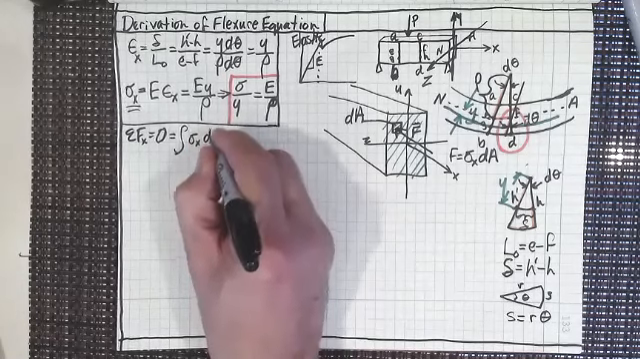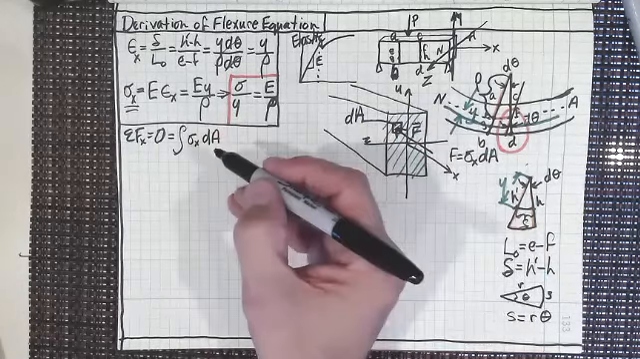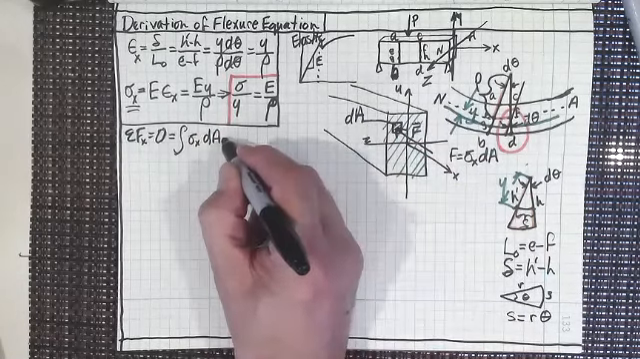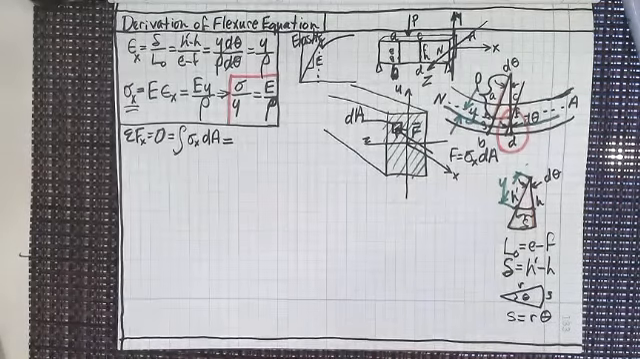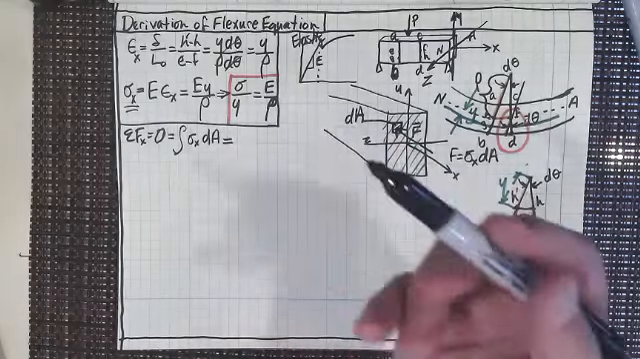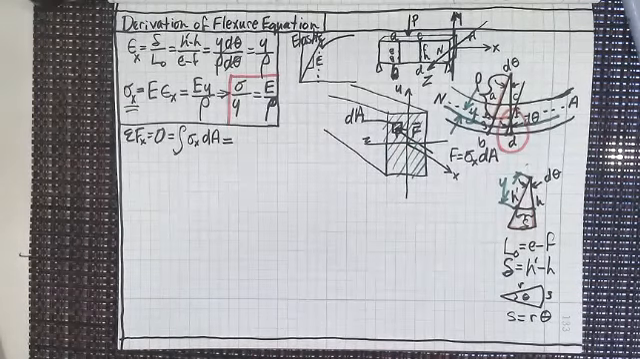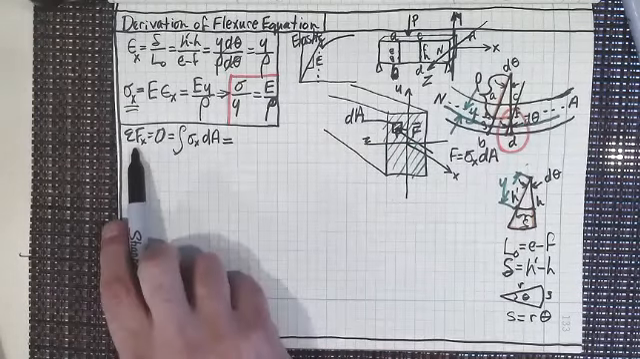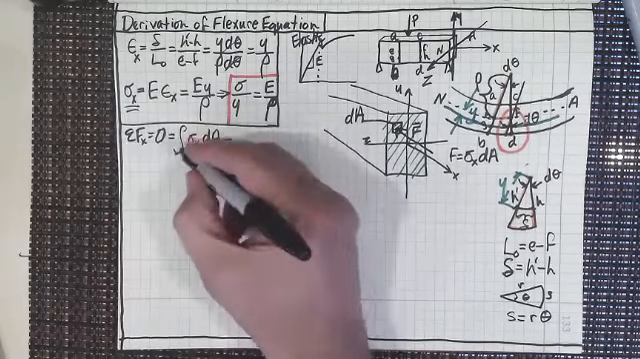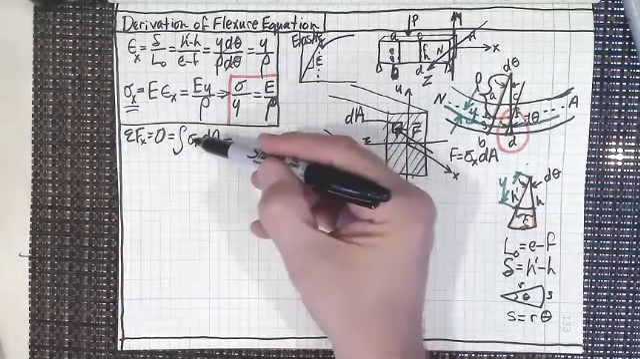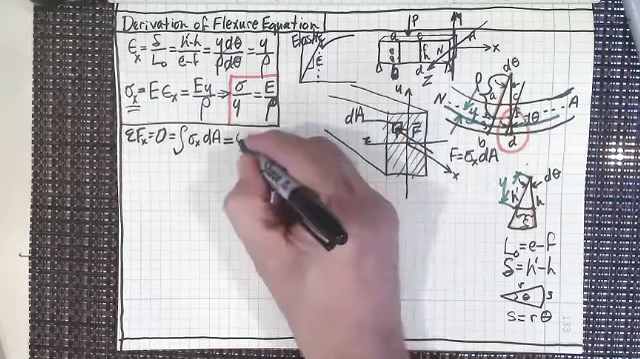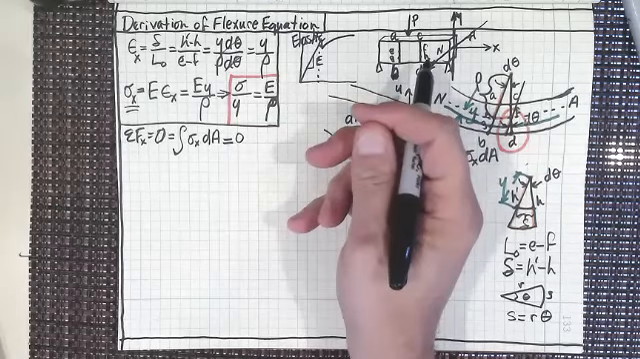Sigma sub x dA, then that should give me, and it should equal 0. Right? So if I sum over the entire area, because the forces have to equal 0, it's not moving, it's in static equilibrium, that's still going to equal 0, isn't it?